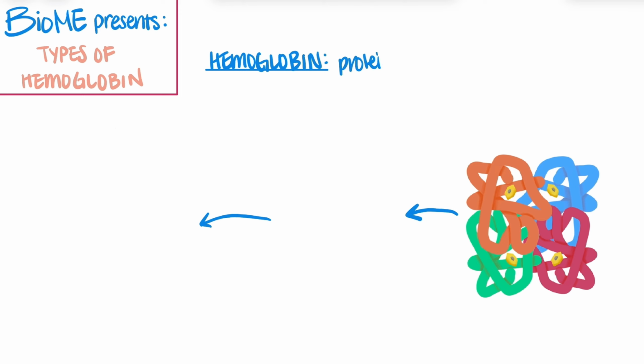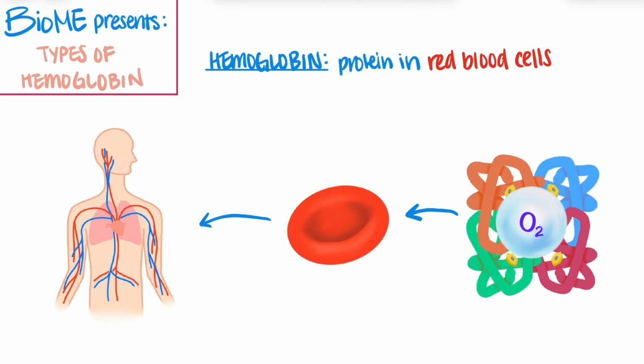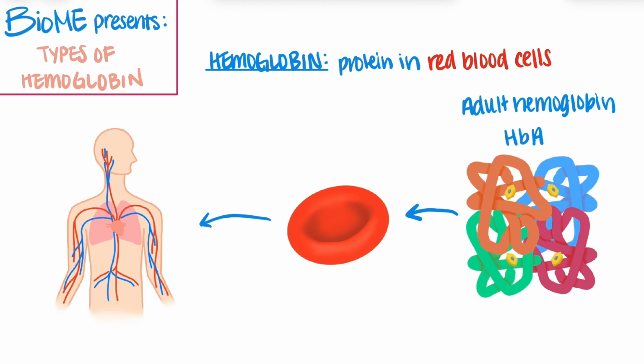Hemoglobin is a protein that is found in our red blood cells. With its heme groups, it helps to hold on to oxygen so that this important gas can be circulated throughout our bodies. The type of hemoglobin that is most well known is adult hemoglobin, or HbA. And there is good reason for this because it is the most common type of hemoglobin in adults. But it hasn't always been the most common hemoglobin throughout all our lives.